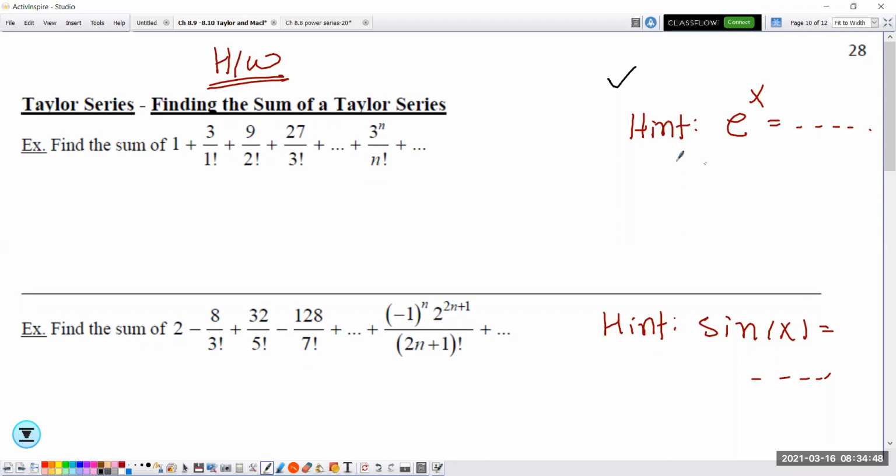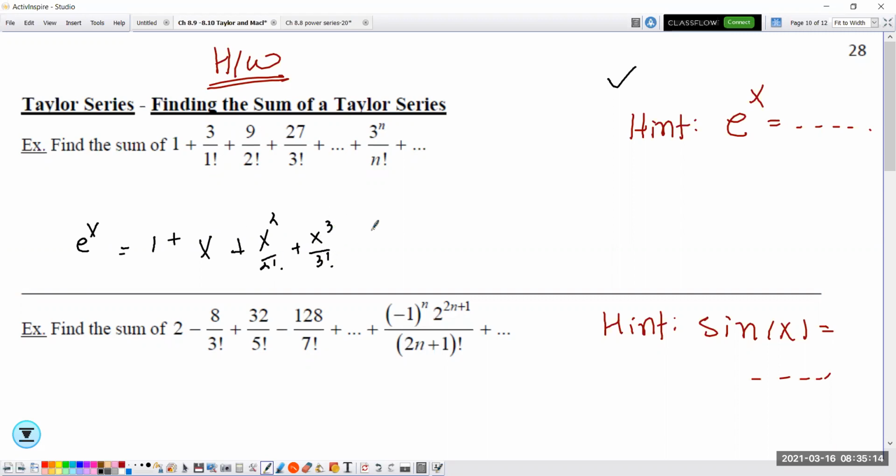So think about this kind of question. e to the x, find the sum. This is not a sigma notation. I'm asking you to make a connection with e to the x. So what's the series for e to the x? If you memorize it, it would help. e to the x is 1 plus x, remember? Plus x squared over 2 factorial, plus x to the 3rd over 3 factorial.